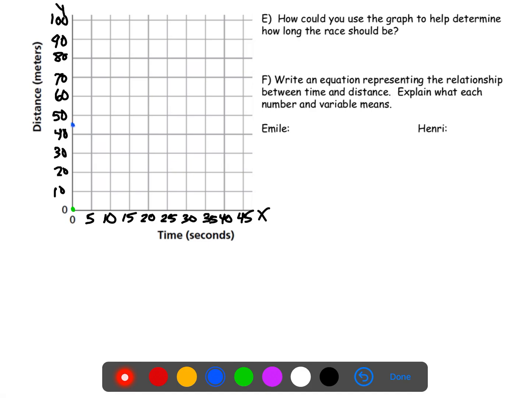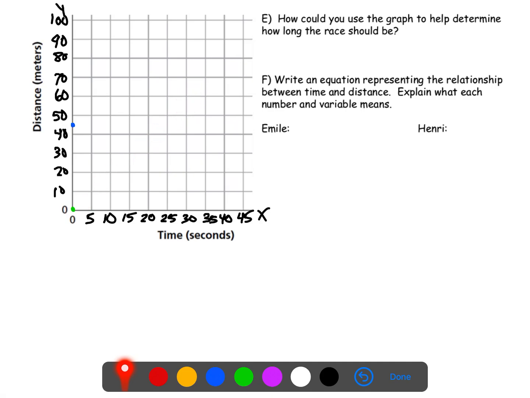And then they're both traveling at constant rates, at constant speeds. Remember, Henry was 1 meter every second, and Emil was 2.5 meters every second. So we can use that to plot our line. We could put all of the points that we have there in the table. Truthfully, though, we really only need one other point because we're going to be connecting it to the starting point for the race out to a point here.